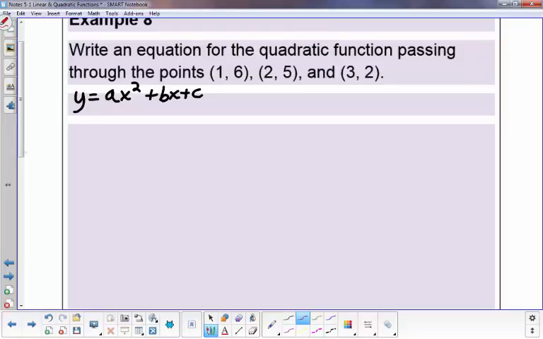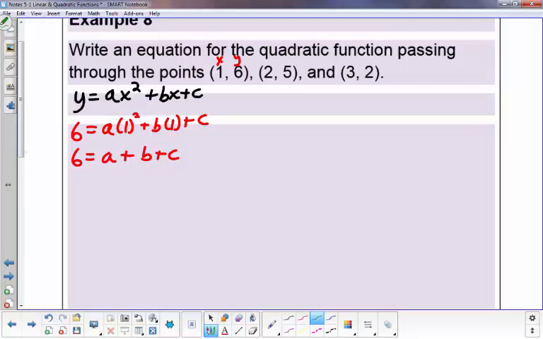Let's start plugging in numbers, let's just take the first point. That's an x and that's a y, right? So we can plug it in. We get 6 equals a times 1 squared plus b times 1 plus c, which gives us 6 equals a plus b plus c. Alright, so we're going to stick with that. That's our first equation.